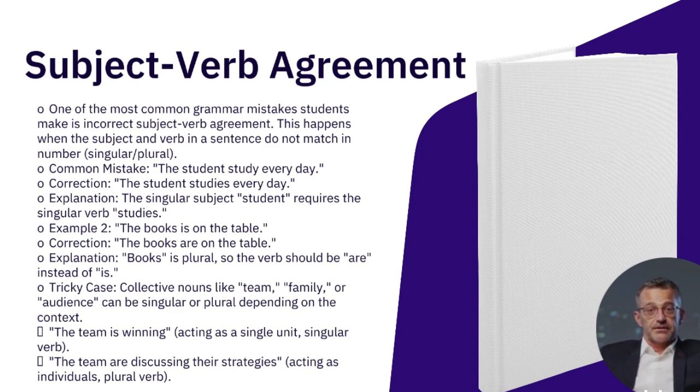Tricky case: collective nouns like team, family, or audience can be singular or plural depending on the context. The team is winning, acting as a single unit, singular verb. The team are discussing their strategies, acting as individuals, plural verb.